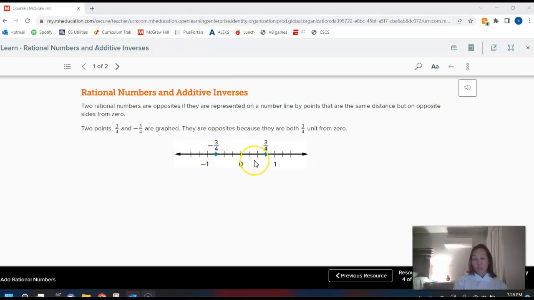So anyway, the 2 points are graphed. And they're opposites because they're both 3/4 away from 0. 3/4, negative 3/4.